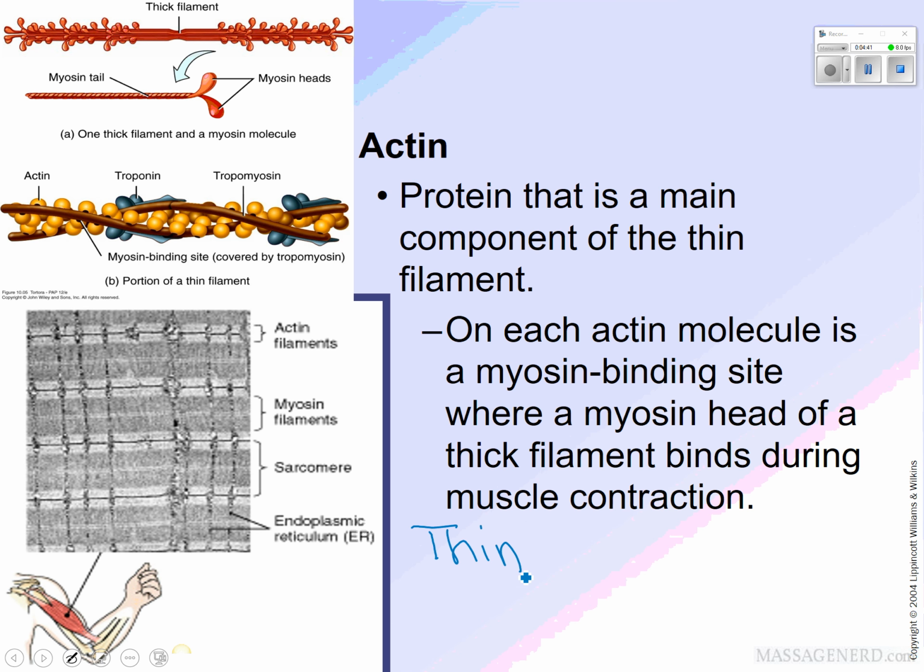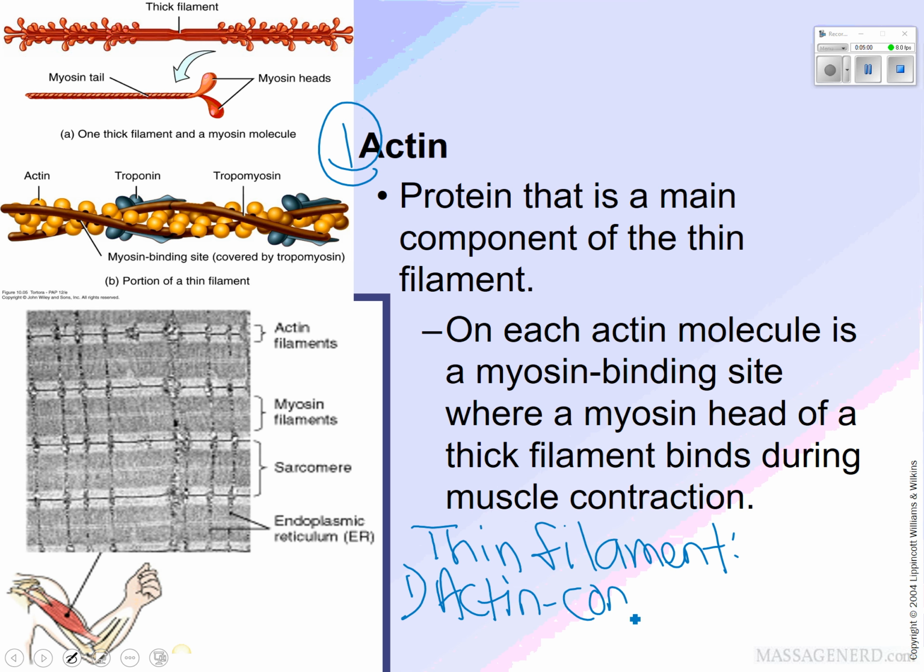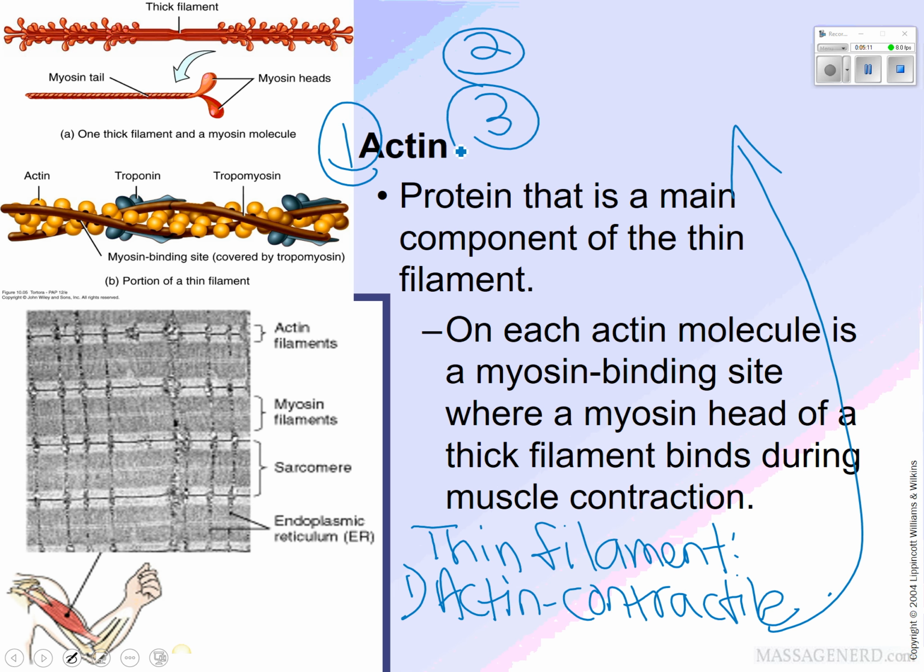You have three different types within your thin filament. Again, one is your actin. We've already talked about that. Actin is a contractile protein. Then I'll put number 2 and 3 up here. Number 2 and 3 are your troponin and your tropomyosin. Both of these are regulating proteins.